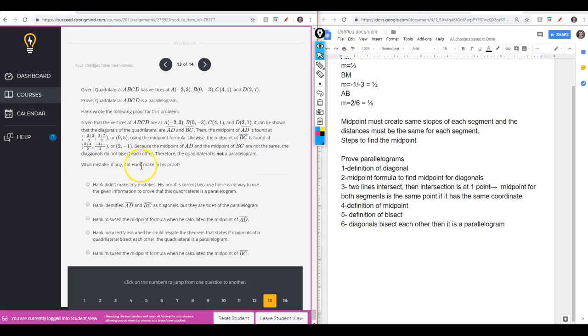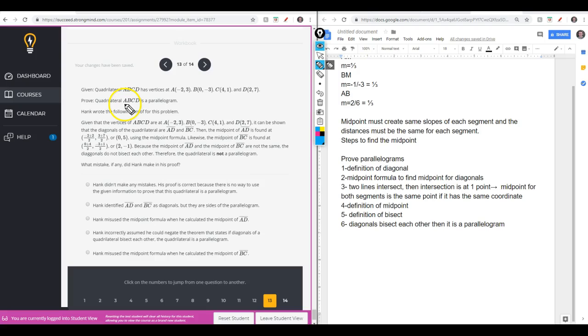What mistake, if any, did Hank make in his proof? Okay, so the very first thing is, I'll just go through each sentence. He wrote down what was given from the quadrilateral, and there wasn't a mistake made. The next thing he said was that the diagonals of the quadrilateral are segment AD and BC.